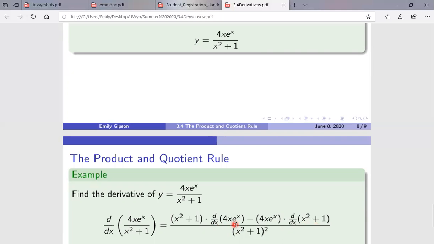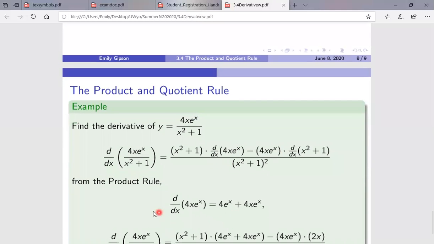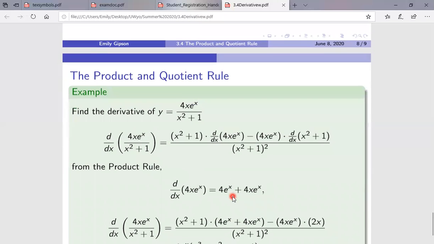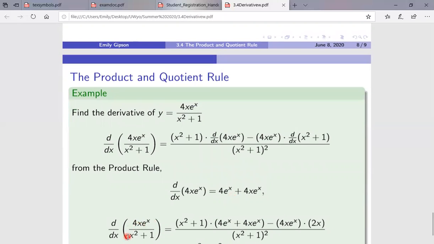So here's the expansion of that using the product rule. And we plug that in right where we had the d high term in the very first expression. So now we get d/dx of 4x e to the x divided by x squared plus 1 is x squared plus 1 times (4e^x plus 4x e^x) minus 4x e^x times 2x, all of it over x squared plus 1 quantity squared.